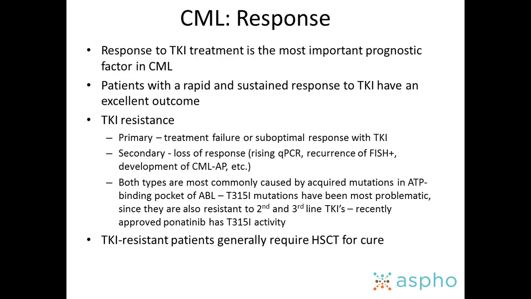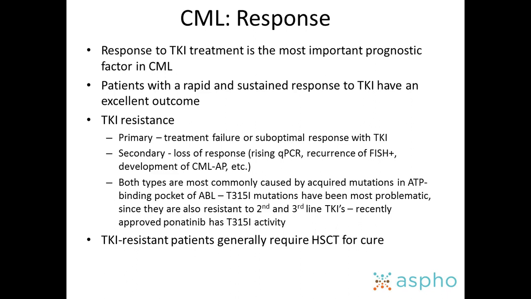All right, so response to treatment is by far the most important prognostic factor in CML in 2017. If patients have a rapid and sustained response to TKIs, then they have an excellent outcome. Resistance, however, is a problem. There's both primary resistance, where the patient does not respond initially to tyrosine kinase inhibitors, and then there's secondary resistance, where a patient responds and is having a nice response, but then loses that response. Both of these types of resistance are most commonly associated with the acquisition of a mutation in the ATP binding pocket of the ABL kinase.